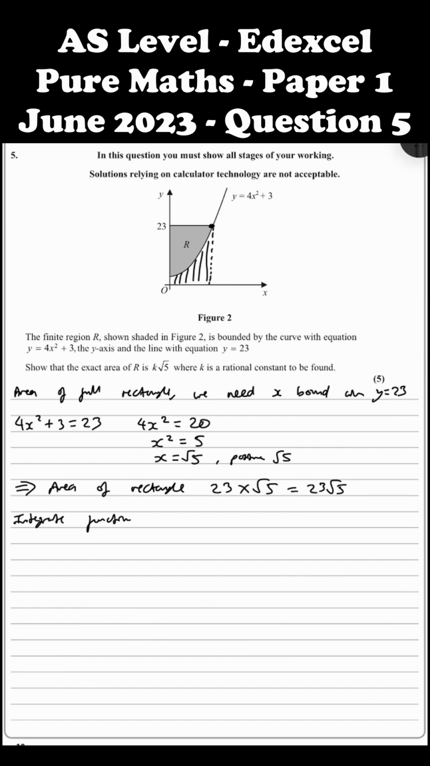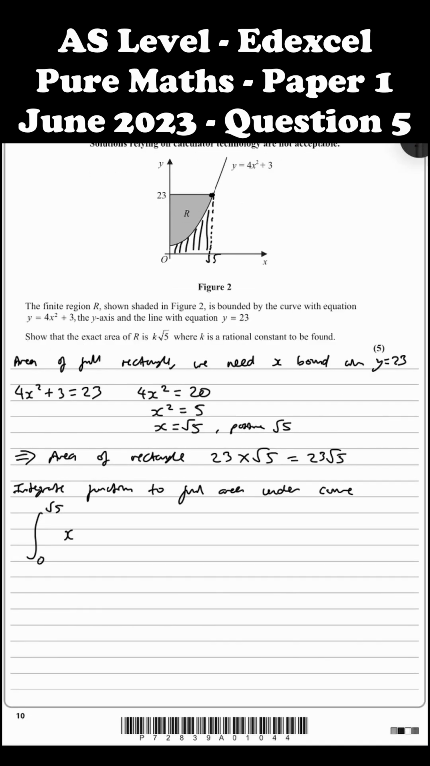So next we will integrate the function to find the area under the curve. And we're going to integrate this in the bounds root 5 to 0. So integrate between root 5 and 0. So we're going to integrate 4x squared plus 3, and that's just going to give us raise the power divided by the new power. So 4/3 x cubed plus 3x. We would have a plus c, but we are integrating under bounds, so they would just cancel out. This is going to be between root 5 and 0.